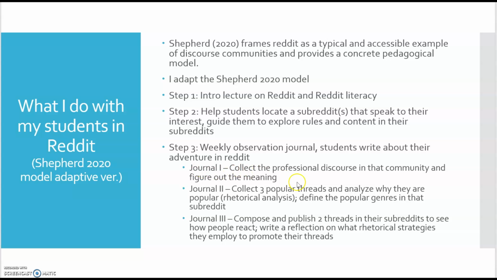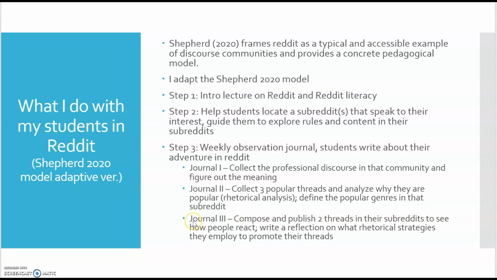Journal 1, I ask them to collect the professional discourse, slang, and jargon in that community and figure out the meaning. They also have to tell me how they figure out the meaning, by what ways. And Journal 2, I ask them to collect 3 popular threads and analyze why those threads are popular. So it's basically a rhetorical analysis assignment. And they have to define the popular genres in that subreddit and collect examples for those kinds of genres.